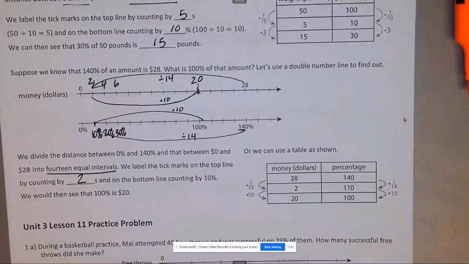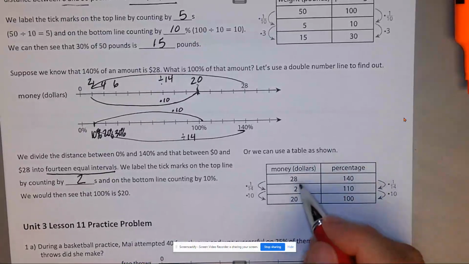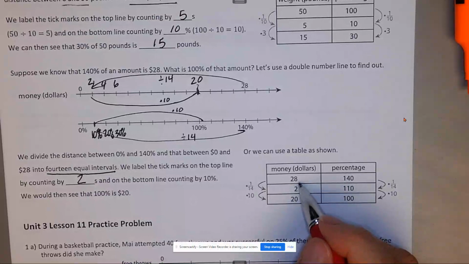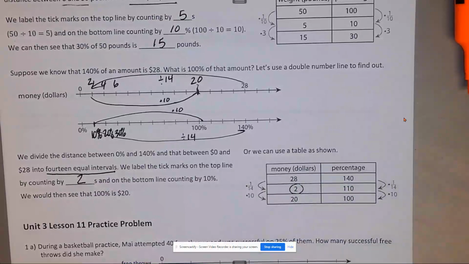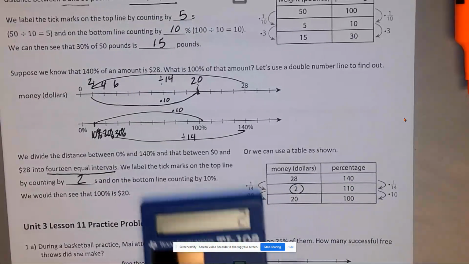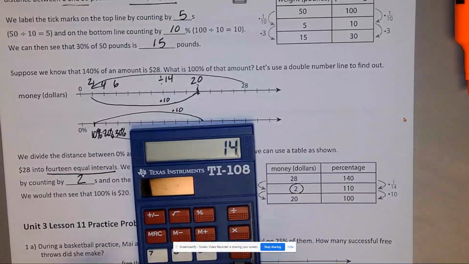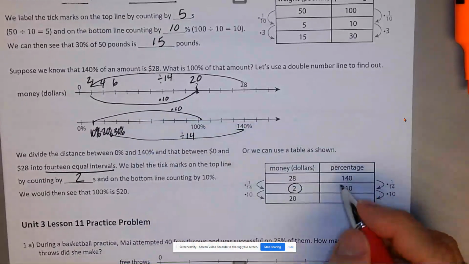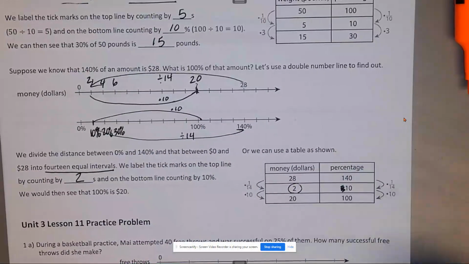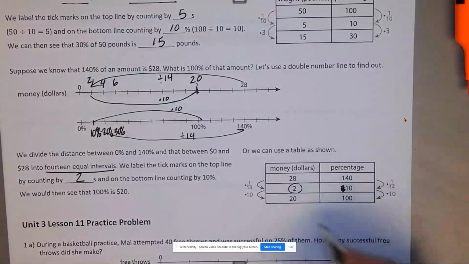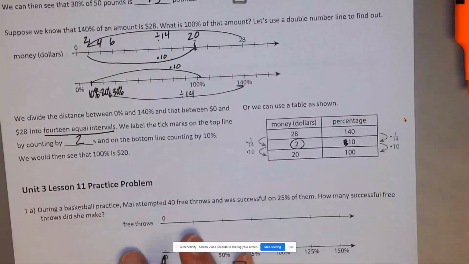They also do this one on the table. I think this table is a little more confusing. We divide by 14, we get 2. 140 divided by 14 should be 10. So I think they made a typo right there. That's why it looks confusing. And then times 10, times 10. There you go. I think I might sneeze.